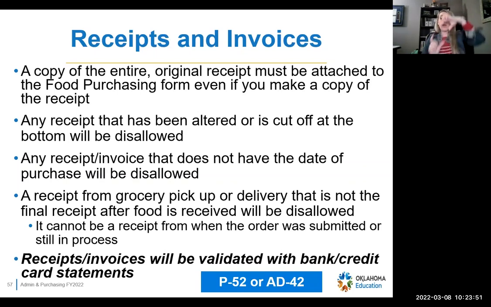If you have the paper receipt, we always have to have the original, even if it's faded. You can make a copy of it, but we have to always have the original, even if it's completely faded. And the whole thing has to be attached to the purchasing form. Now, any receipt that has been altered or cut off at the bottom, and I'm talking about the paper receipts, we can't allow. Even if you alter one from Walmart grocery pickup or Amazon, we can't allow anything that's been altered.